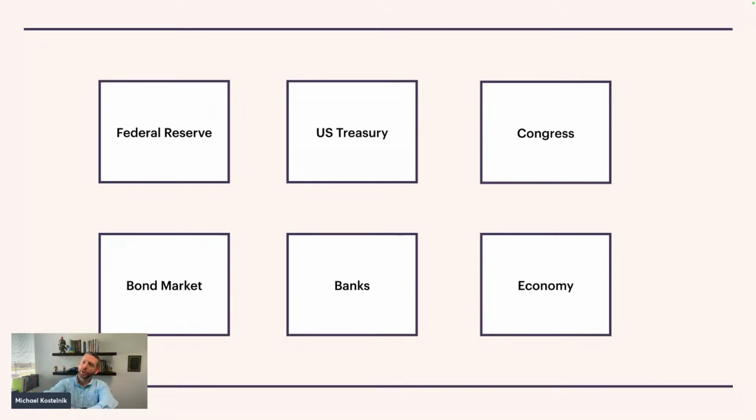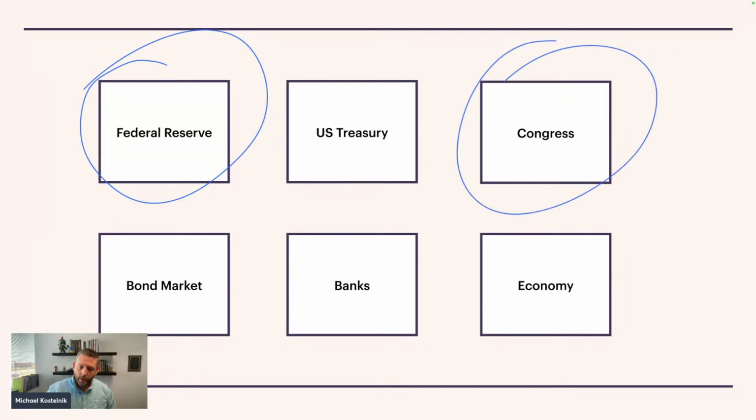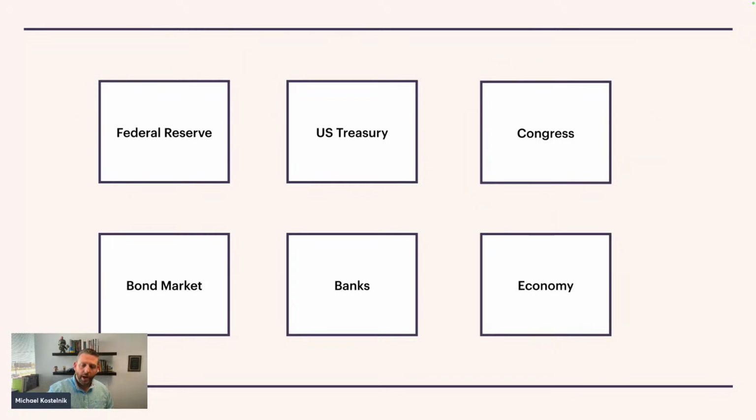All right. So if we look at the different players in the U.S. economy, we've got the Federal Reserve Bank up in the top left corner. We've got Congress in the top right. We've got the economy, which is everything, all of us. The bond market, which is just where you can buy U.S. treasuries. The Treasury itself, which prints the money and actually manages the government's money. And we've got all the banks, which lend out and hold money.